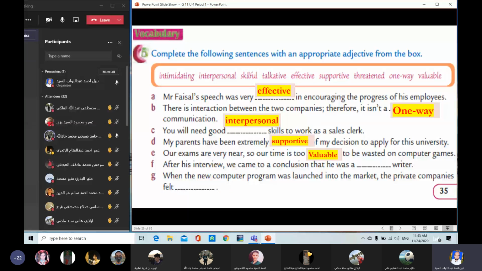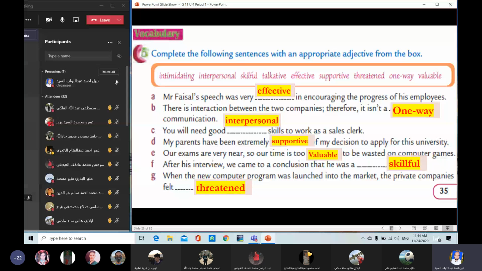G. When the new computer program was launched into the market, the private companies felt threatened. Threatened. Yes, very good. Imagine a company produces a new mobile phone, so the other companies feel what? Threatened, that their products and sales will decrease. Very good. So when the new computer program was launched into the market, the private companies felt threatened. They felt they were in danger or at risk. Good.